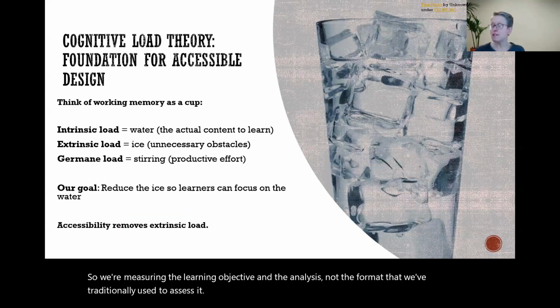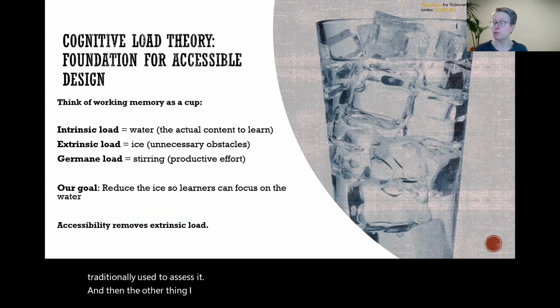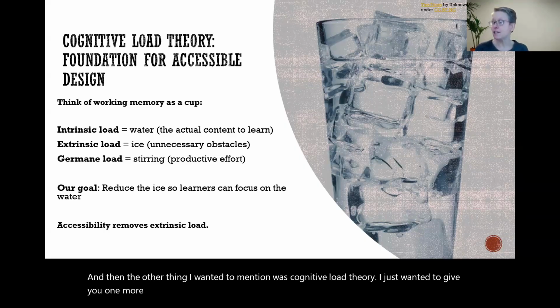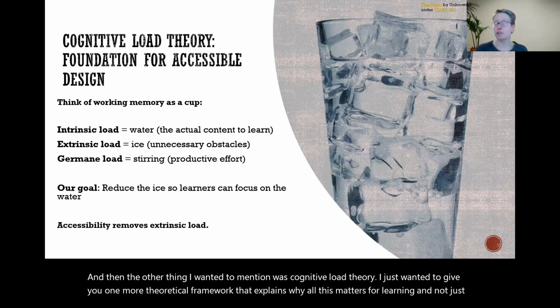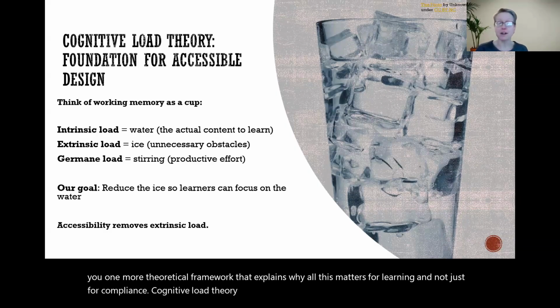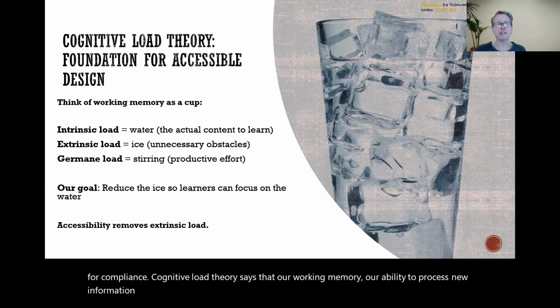And then the other thing I wanted to mention was cognitive load theory. I just wanted to give you one more theoretical framework that explains why all this matters for learning and not just for compliance. Cognitive load theory says that our working memory, our ability to process new information, is limited. And I like to think of it as a cup that can only hold so much. So there are 3 types of cognitive load.